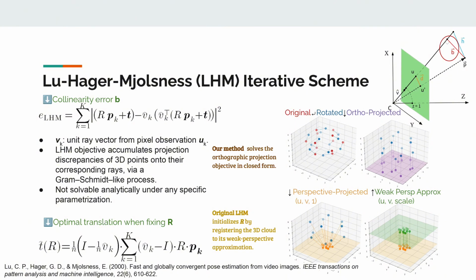Since this error is not solvable analytically, the LHM scheme alternates between fixing R and solving for the optimal T, iterating until convergence. Unlike our initialization, which comes from an exact orthographic projection, the original LHM initializes R by registering the 3D cloud to its weak perspective approximation. In the next slide, we will show that our solution provides a significantly better initialization.